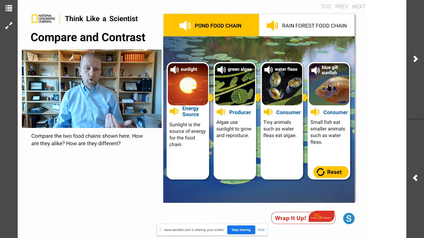So the bluegill sunfish gets its energy from eating the water fleas, which got their energy from eating the algae, which got its energy from the sunlight. So I can trace this path of energy using those arrows in my flowchart, and I can know how energy gets to the bluegill sunfish in a pond food chain.